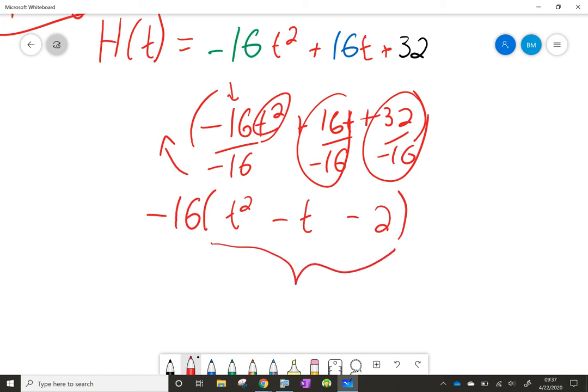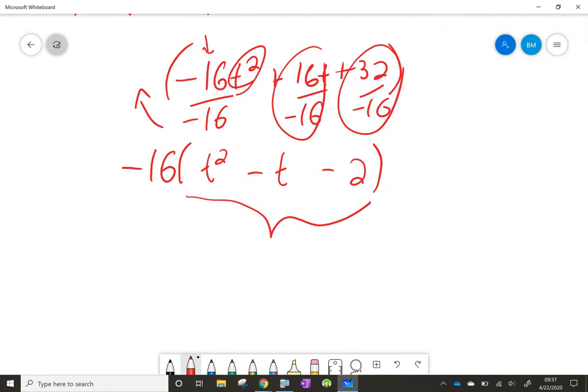I can factor this easily through what I call the product and sum method, right? So for this trinomial, ignore the 16 now. We're focused on the inside of the parentheses. I want to figure out if there are two numbers that multiply to a times c and two numbers that add to make the b value.